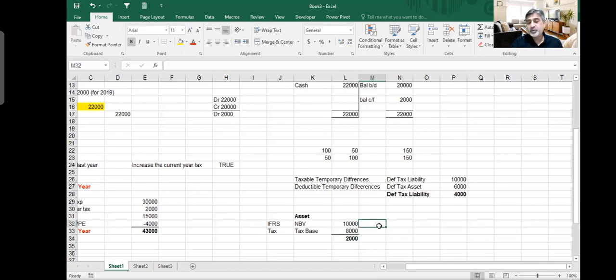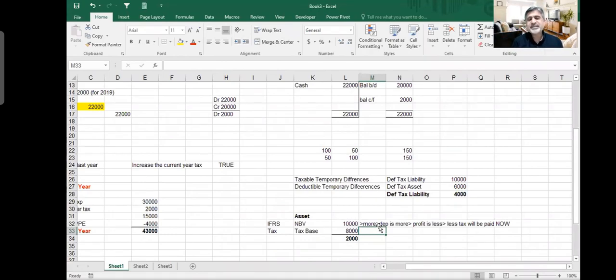Otherwise, if you want to learn the logic, you can say that when net book value is more, it means that depreciation is more. And if depreciation is more, it means that profit is less. And if profit is less, it means that less tax will be paid now. So if you are paying less tax now, ultimately you will have to pay it in future. So it means it's a liability.